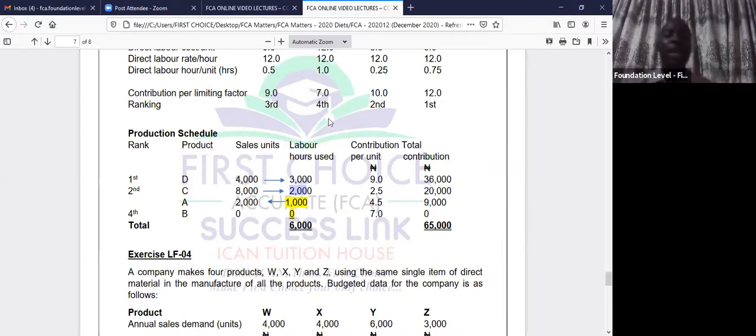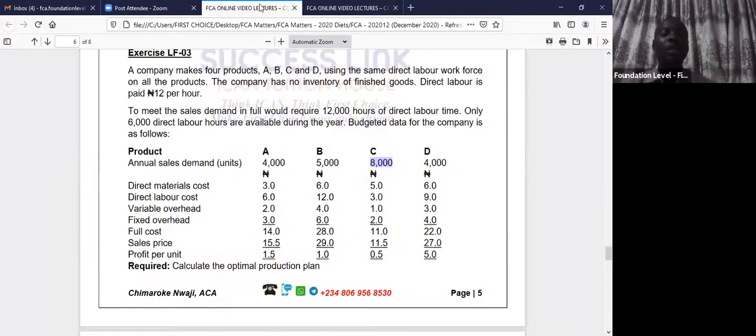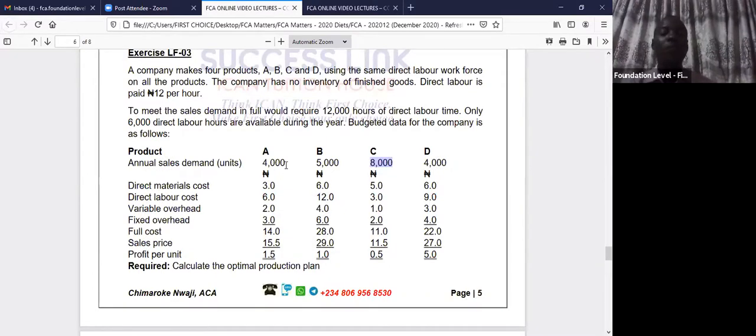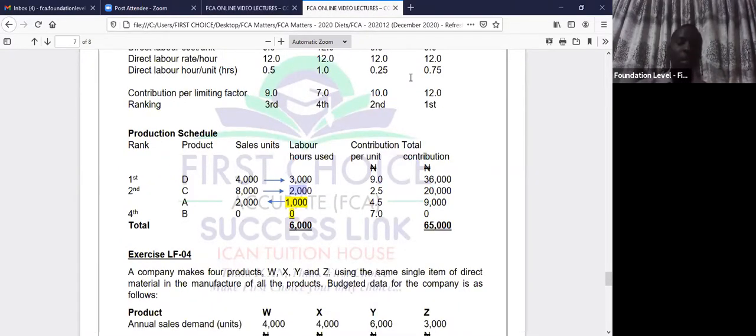Let's get to the third one, which is A. What is the number of units? 4,000 units. So you ask yourself, if 4,000 units is to go at 0.5 hours per unit, it means you need additional 2,000 hours to do A. But what is now remaining is 1,000. So that means you cannot fully do A. You have to do A as much as your 1,000 can carry.